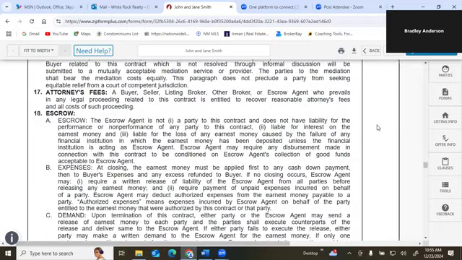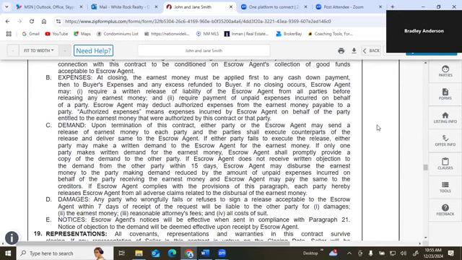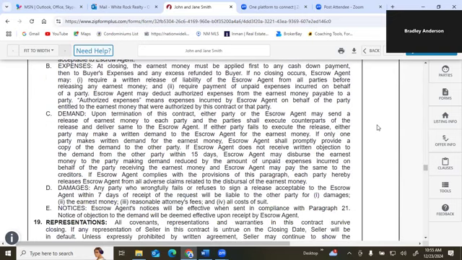Okay, it talks about the escrow agent being a neutral party and describes what happens if the earnest money is tied up and neither party wants to sign the release of earnest money. Okay, read that paragraph carefully.